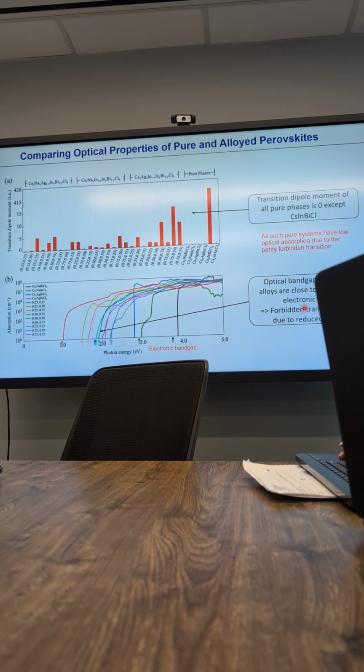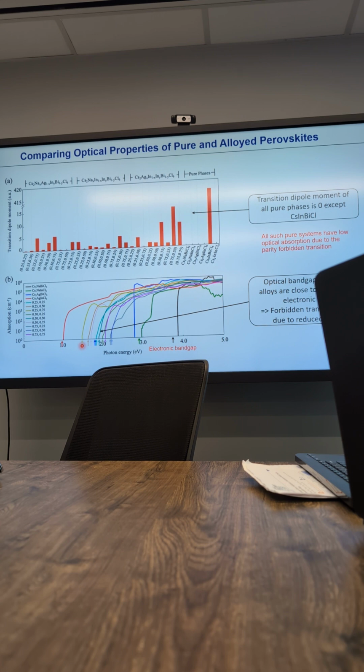Now the last thing they studied was these absorption spectra, right? And mainly what they were looking for is how the electronic band gaps correlate with the absorption. But say it again, for me it's not clear. We are looking for high optical absorption, so a high transition dipole moment corresponds to high optical absorption.